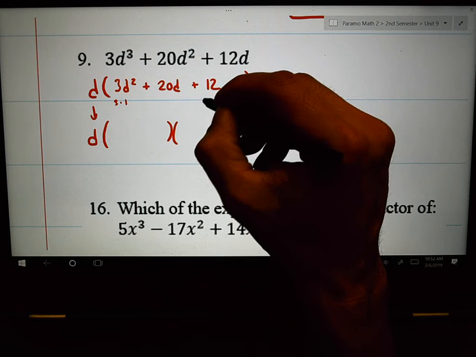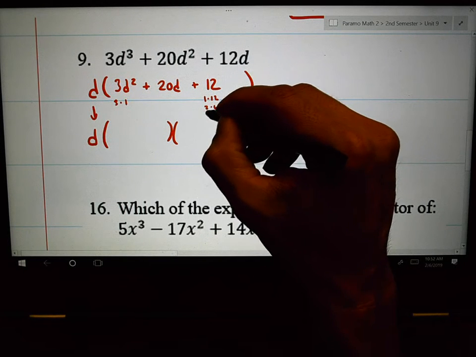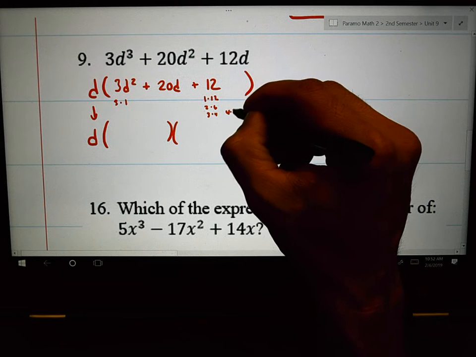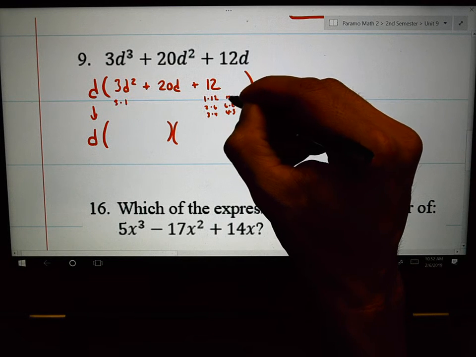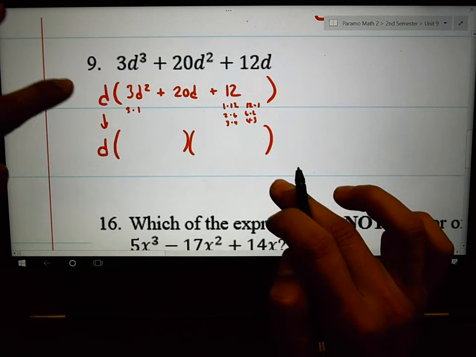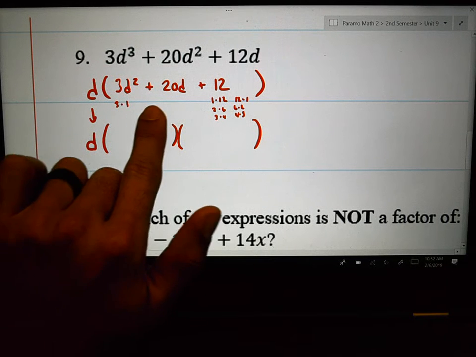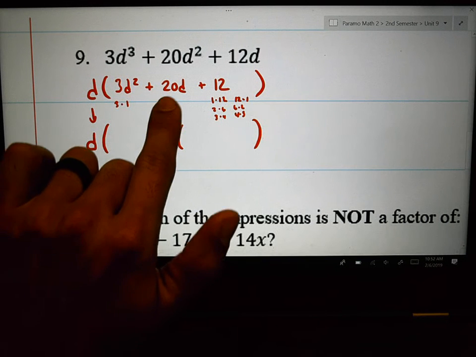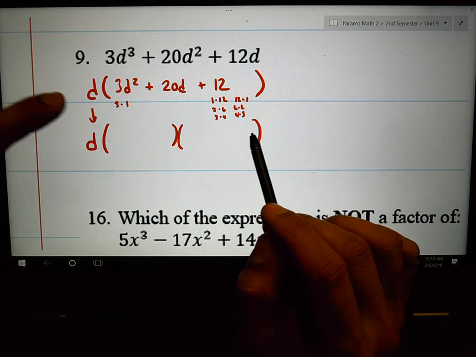12 is a little bit more difficult because it's 1 times 12 or 2 times 6 or 3 times 4, or the other way around. So knowing that, we got to find the one that's going to make this plus 20. How are we going to do that? I just start picking and guessing.